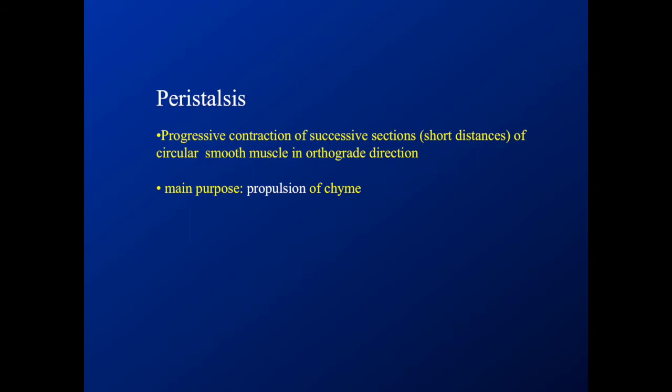Peristalsis then is the main driver of chyme through the intestinal tract, through the small intestine. And these are progressive contractions of successive sections. They happen over short distances, where the small intestine will contract proximal to the food and relax distally, and then this wave of contraction pushes the food forward, propelling the chyme.